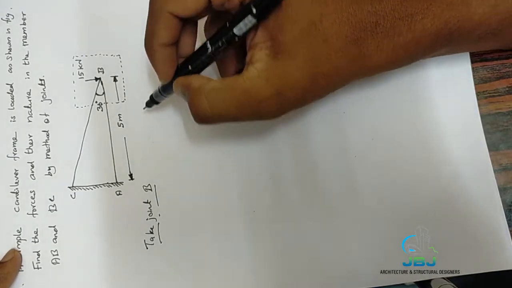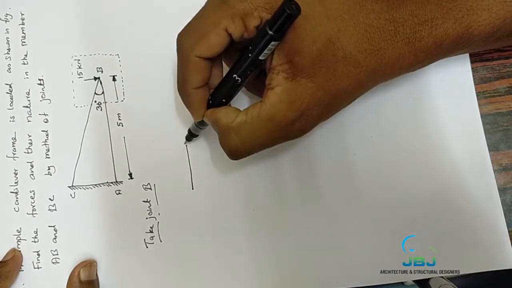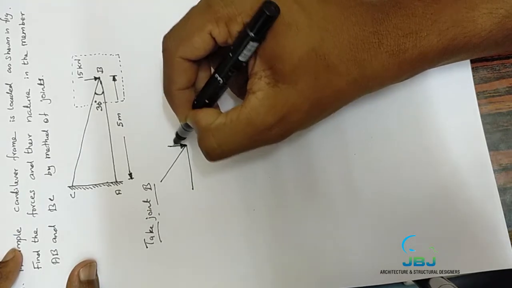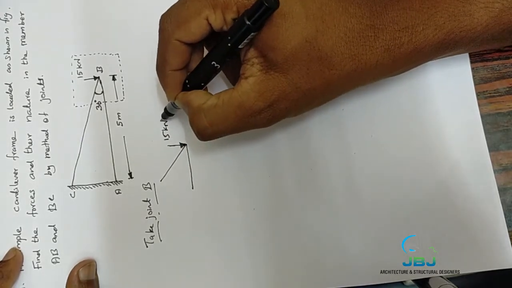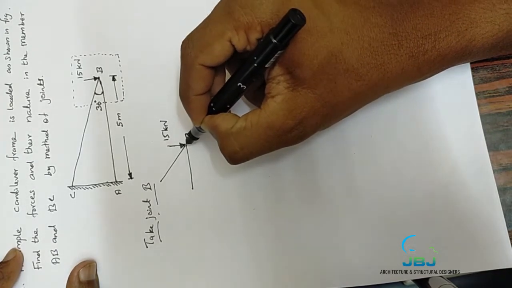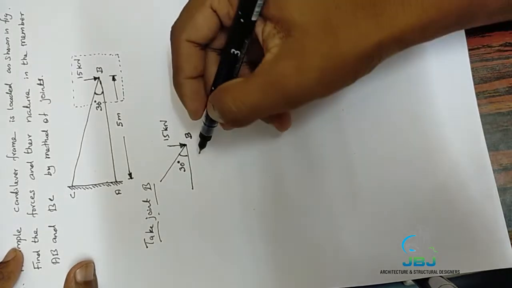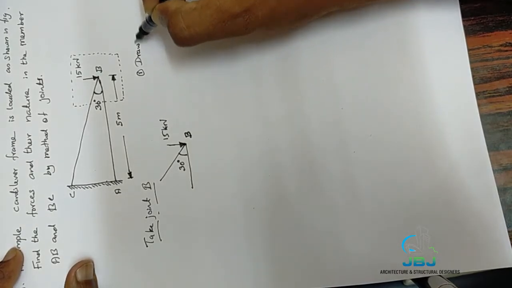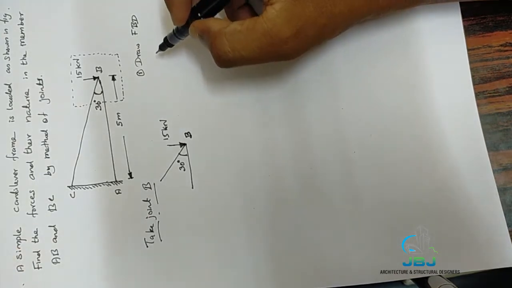Then draw the free body diagram of this joint. Free body diagram is nothing, you are just going to draw at that particular joint. First of all, draw like this, and mark all the data given in the problem. This is the 15 kilonewton load, this is the B joint, right? Name of the joint is B. This angle of inclination is 30 degrees. This is the first step. First of all, draw the free body diagram of that particular joint.